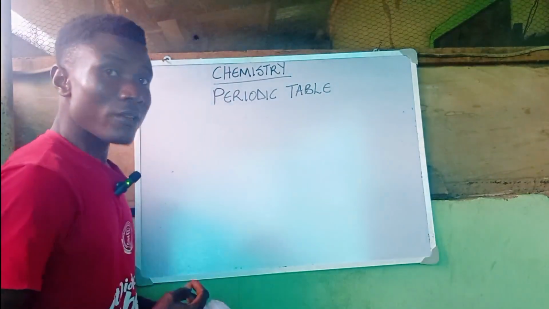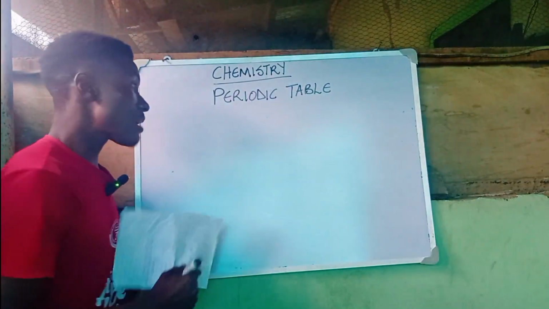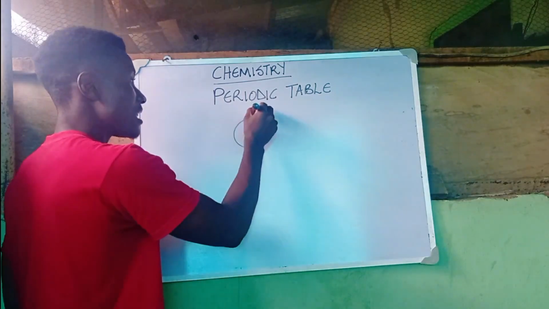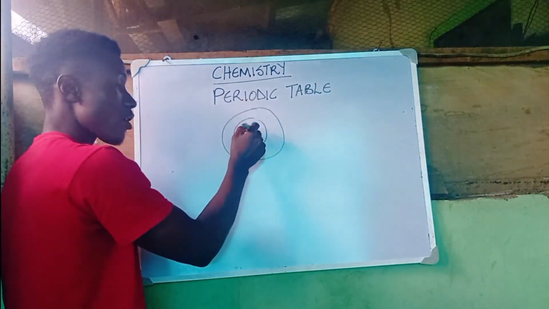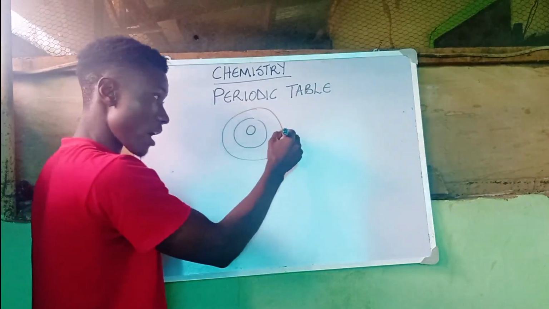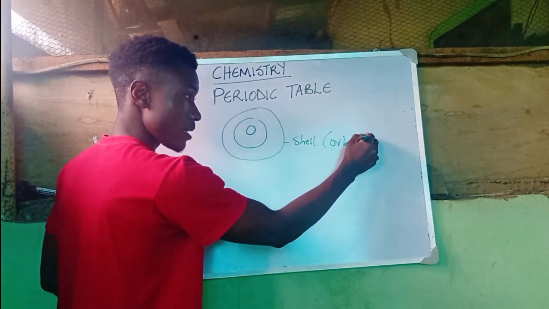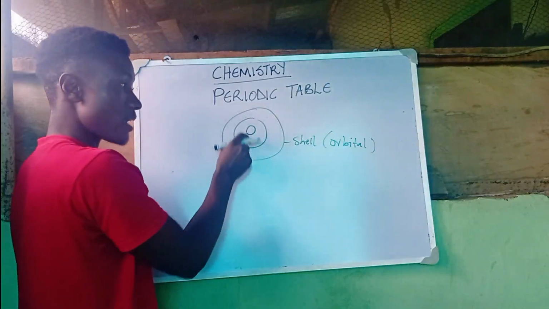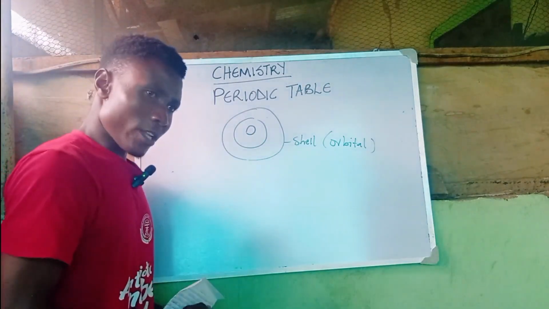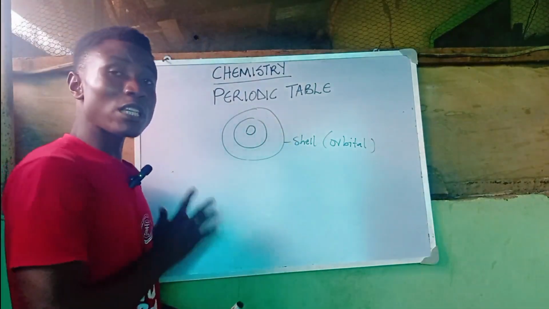What is the period? The period is simply the number of electron shells. These are shells, and the shells here are also known as orbitals. This is simply the period, and we know that an orbital is a region of space where there is a 98% probability of finding an electron. That is what an orbital is all about.